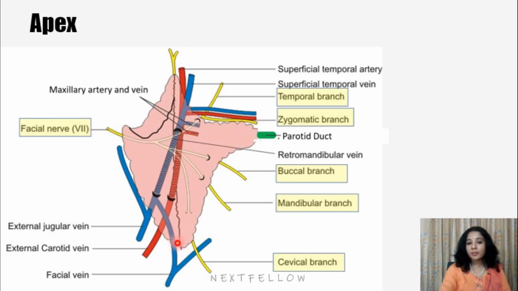So from the apex, the structures which emerge are the anterior division of the retromandibular vein and the lower branch of the facial nerve, which is called the cervical branch of the facial nerve, meant to supply the platysma, which is a superficial muscle in the neck.